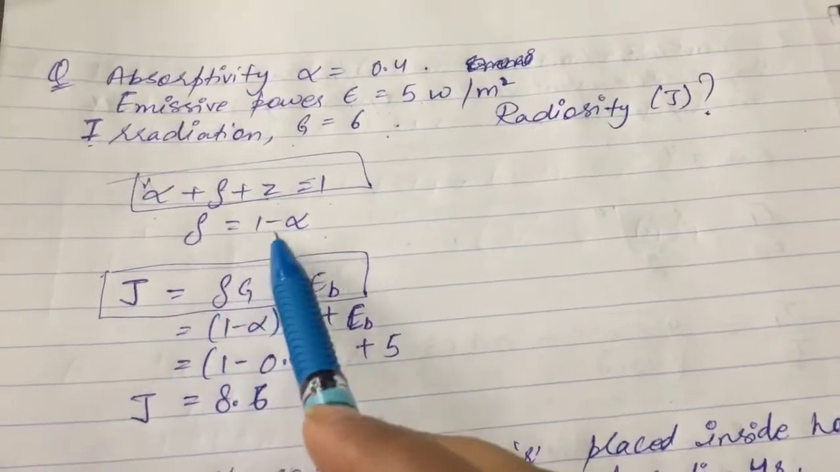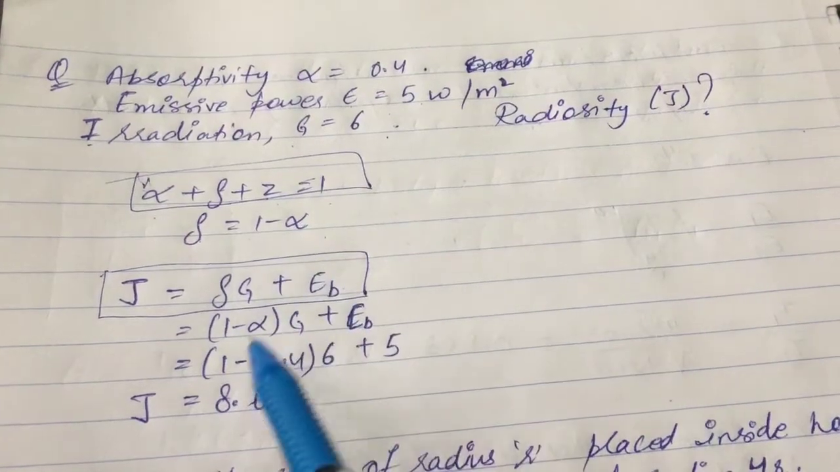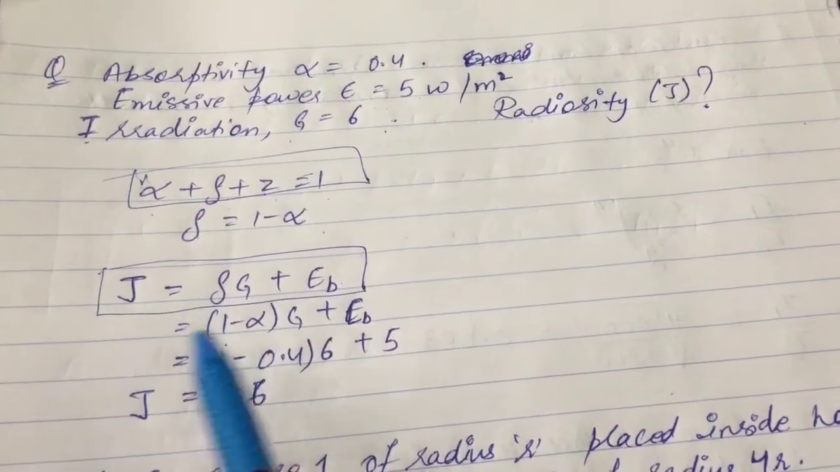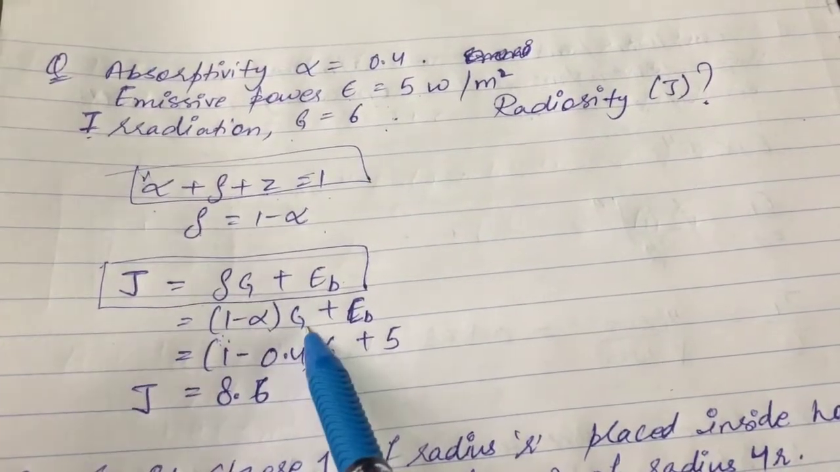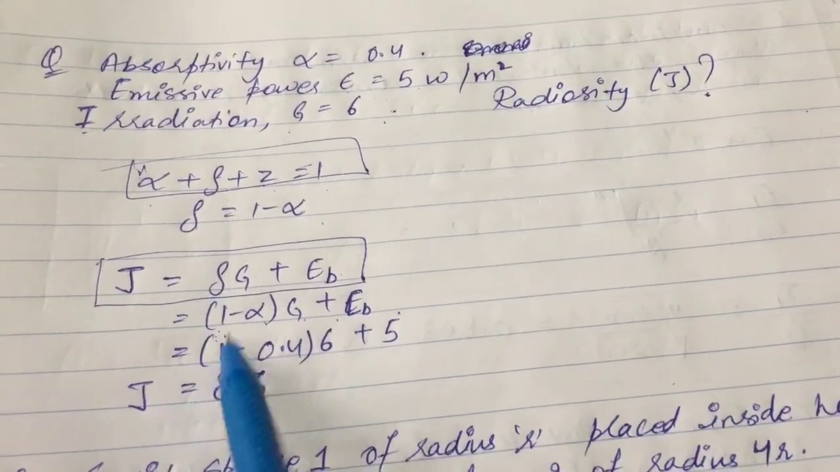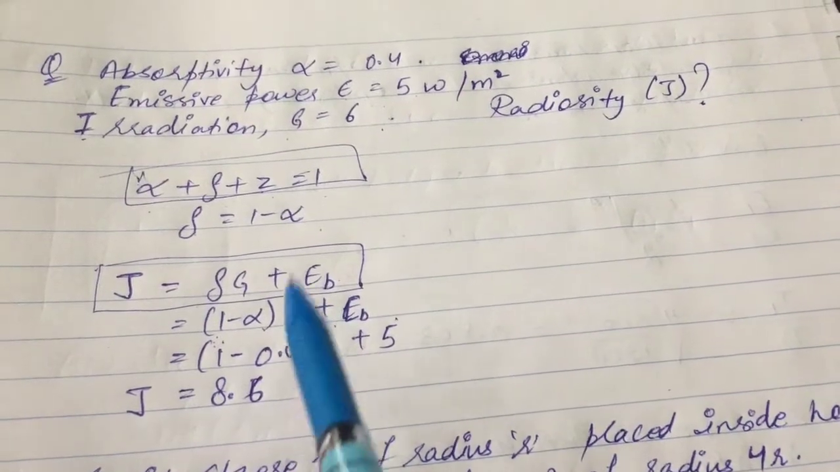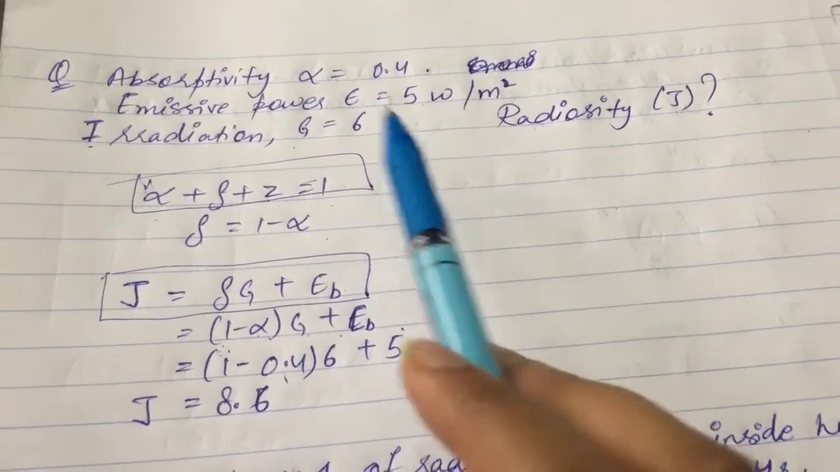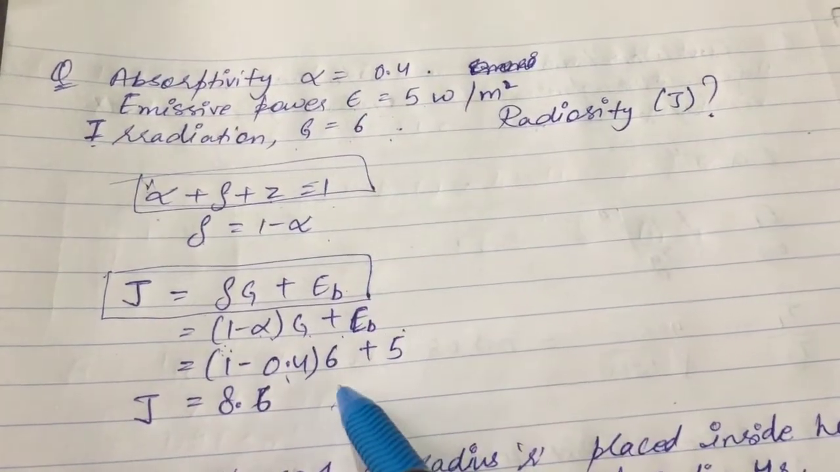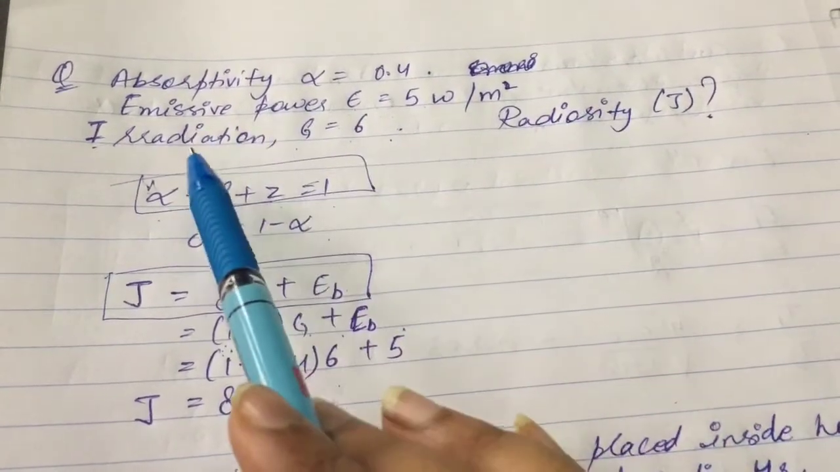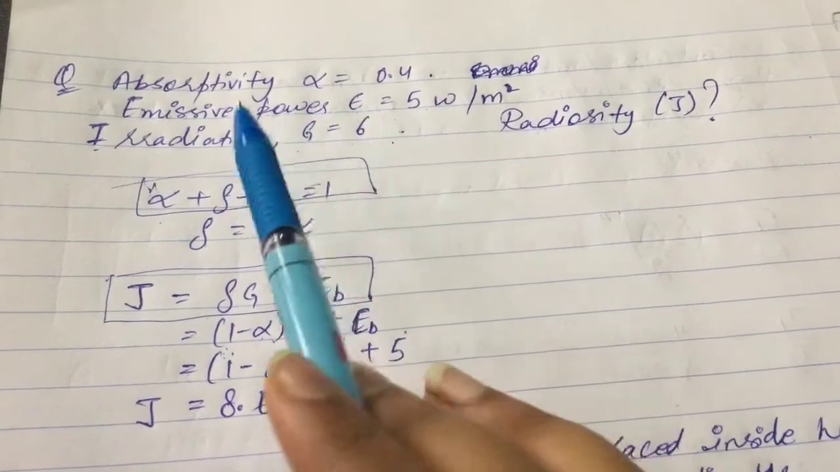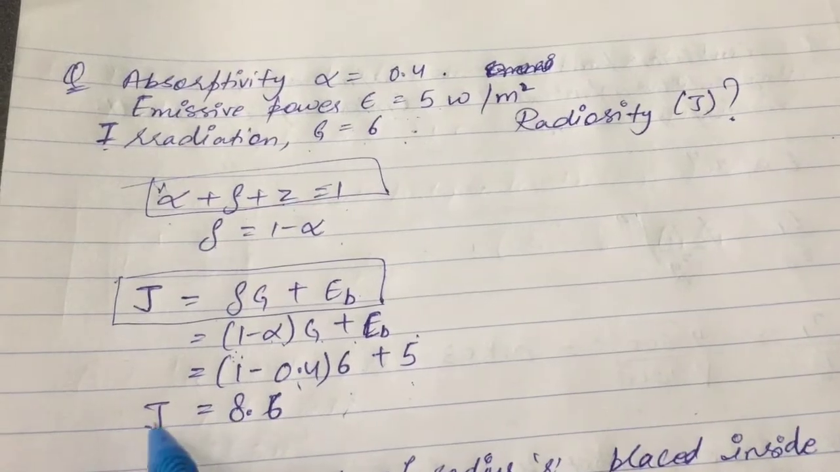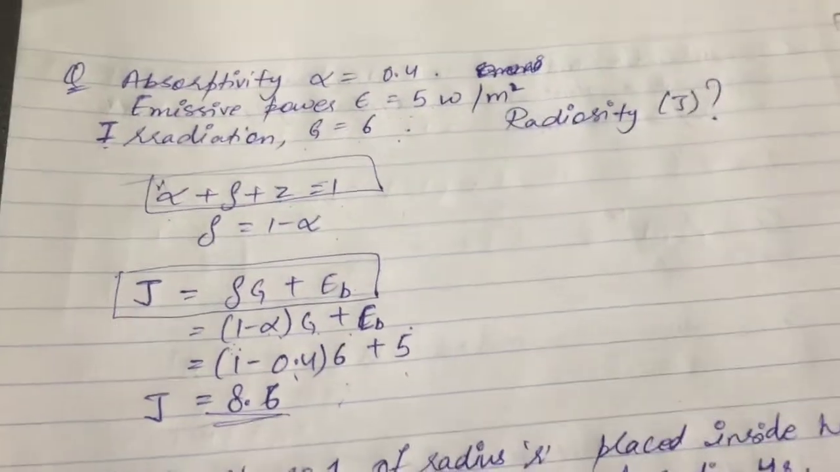Then we know that for radiosity, J is equal to rho G plus energy of black body. Rho is equal to 1 minus alpha, which we have calculated. Now putting it into this equation, we get J is equal to 1 minus alpha into G plus EB. We are given the value of alpha, which is 0.4, G is 6, and the emissive power is given as 5. So putting in all the values, we get J is equal to 8.6.